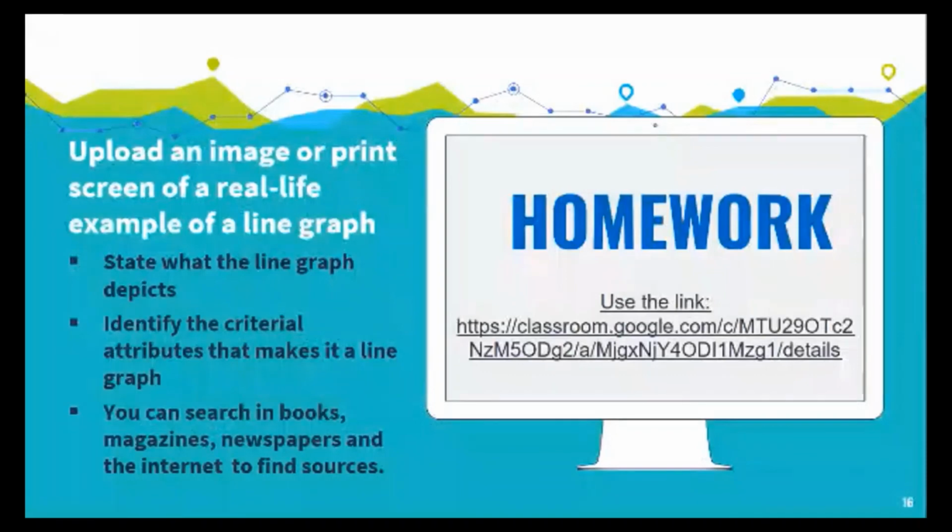All right, so for homework today, you would have to upload an image or print screen of a real life example of a line graph, okay? And when you upload it, I want you to put a little explanation. I want you to state what the line graph shows. I want you to identify the criteria attributes that make the example a line graph. You can look in books, magazines, newspapers, or the internet, or anywhere else you find a line graph, and state your source, okay? So we'll know where you got it, okay? We'll discuss this tomorrow in class.